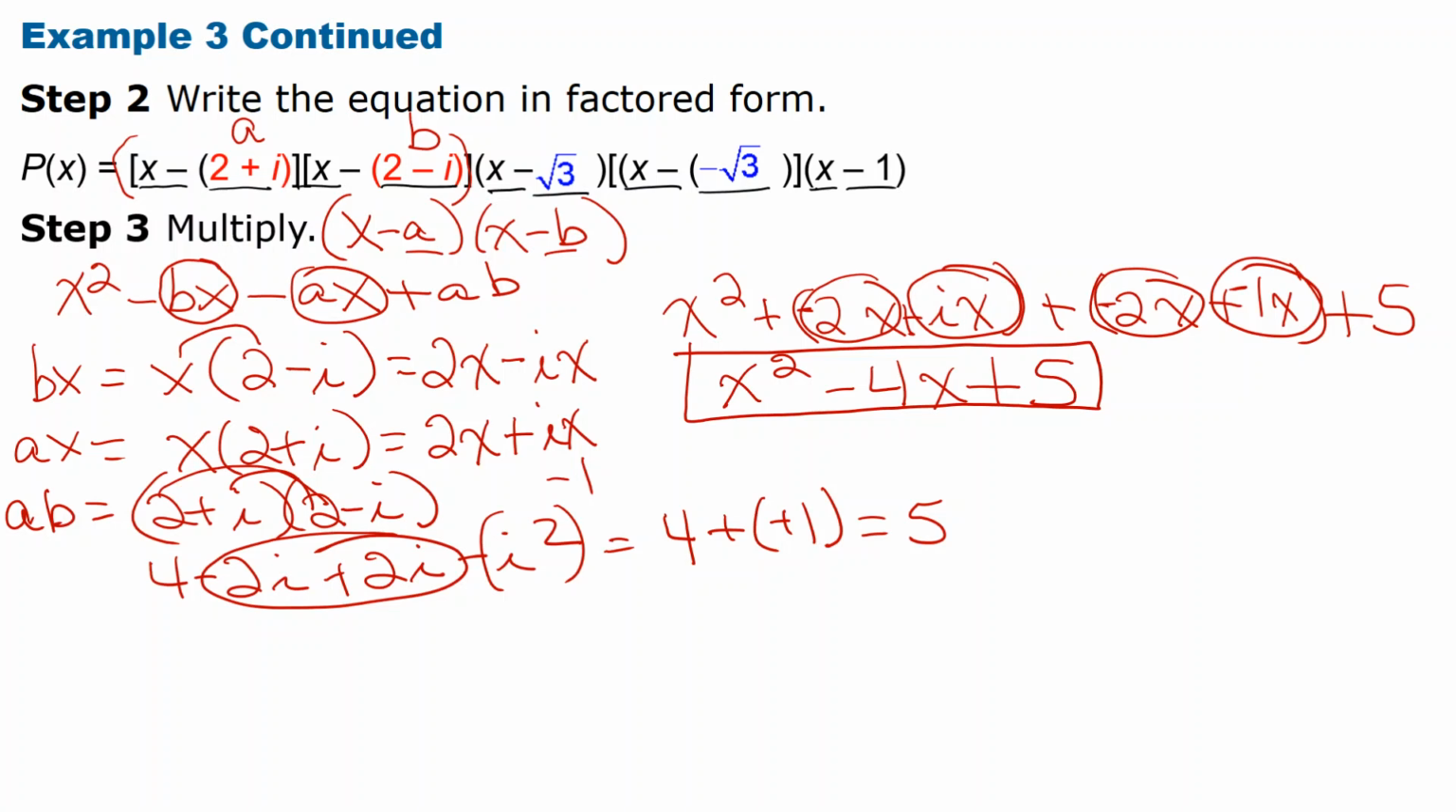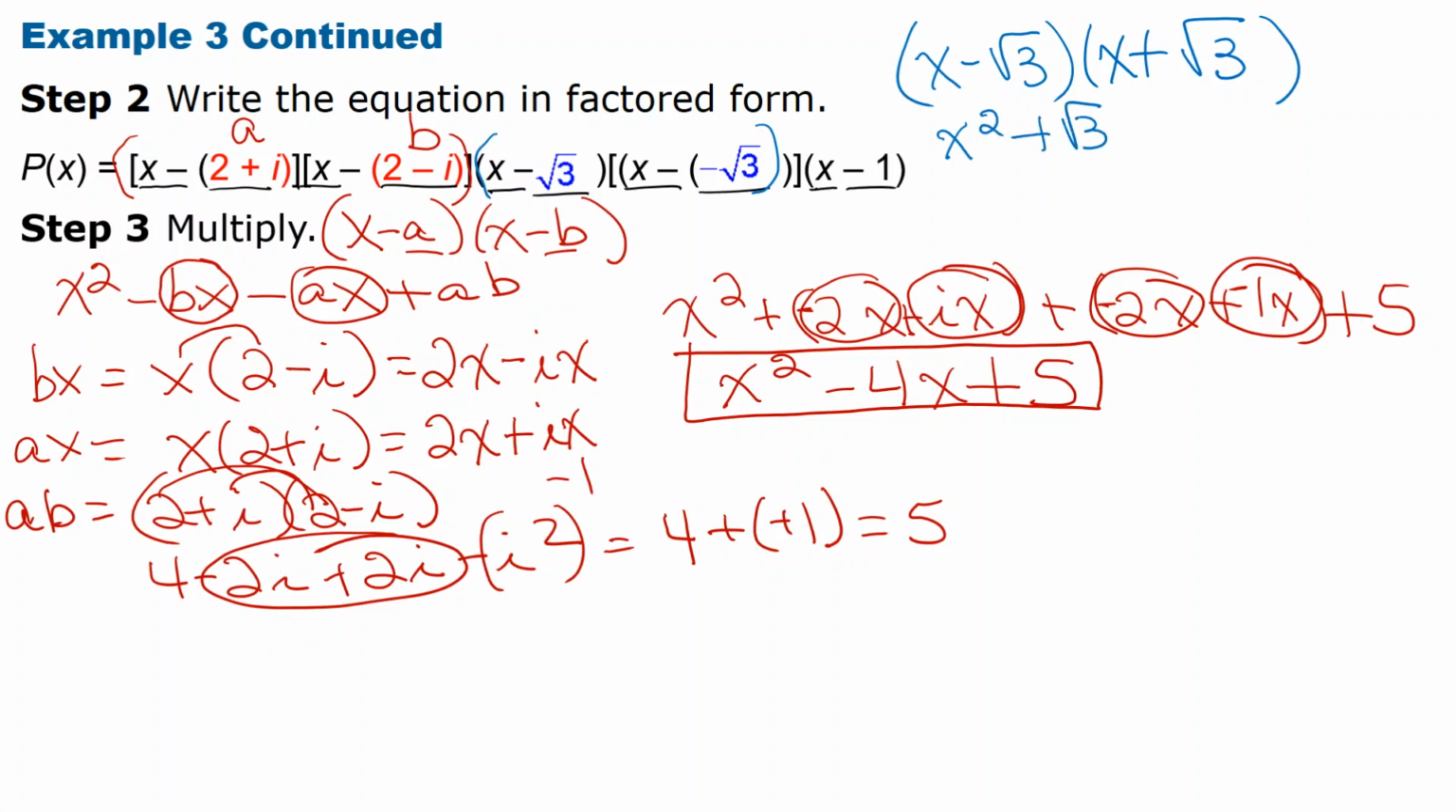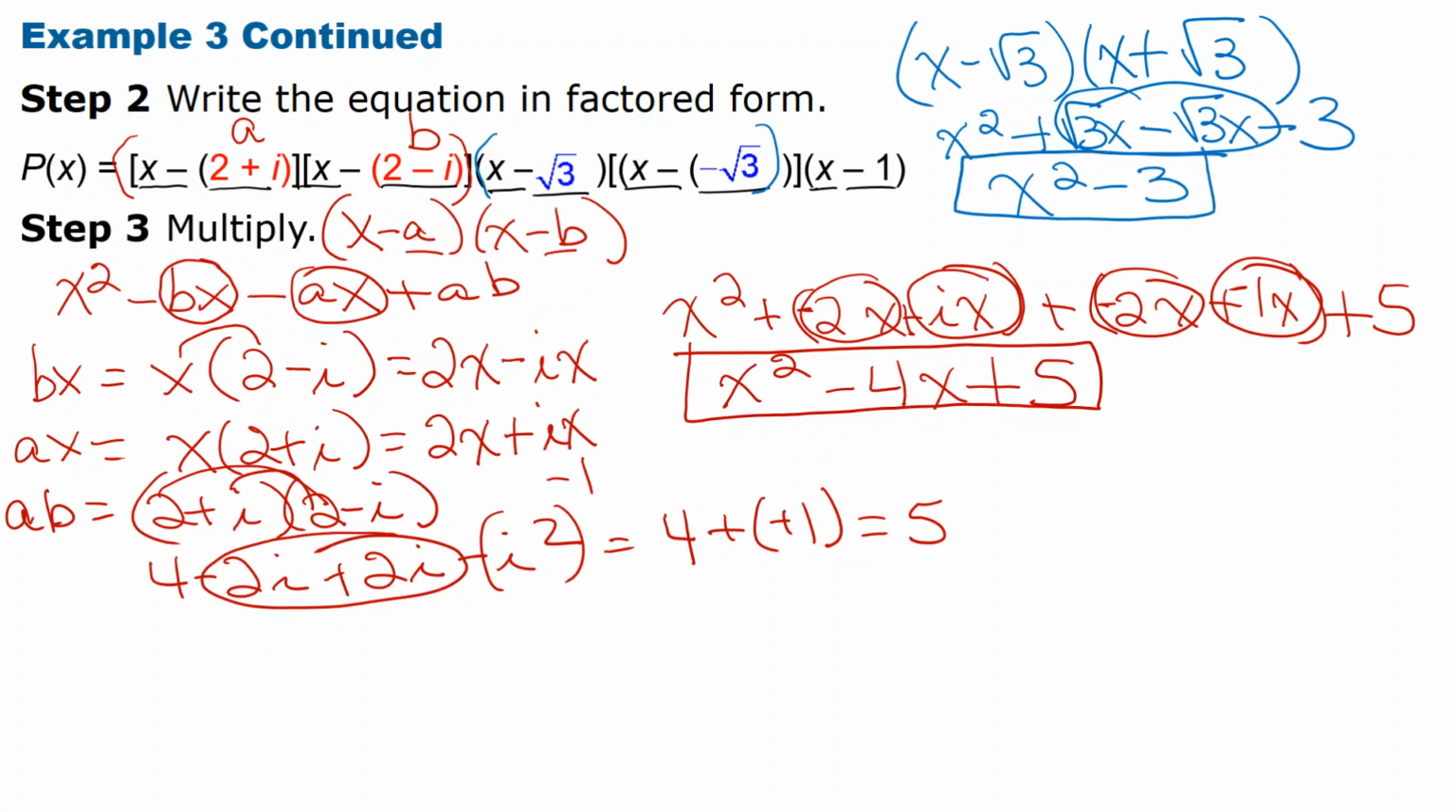All right, the next piece I want to multiply together is going to be this, the x minus square root of 3 times x plus square root of 3. And all we have to do is FOIL that. So x times x is x squared plus square root of 3 times x minus square root of 3 times x minus 3. So we end up with x squared, this turns to 0, minus 3. So there's our second part right here. And then our third part is just going to be the x minus 1.